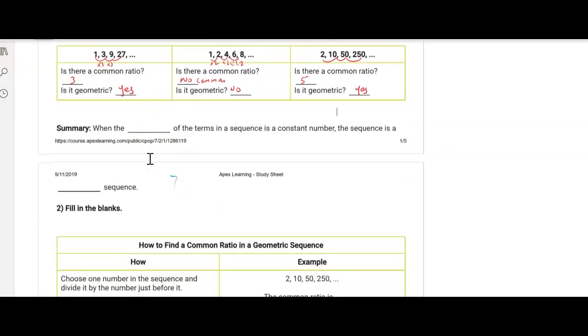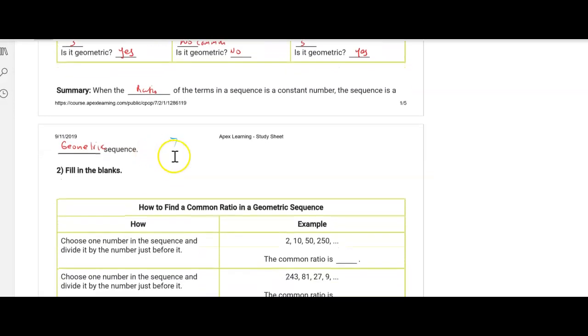Summary: when the ratio of the terms in a sequence is a constant number, the sequence is a geometric sequence. Meaning, if I take the next term and divide it by the previous term, I'll always get the same number. That's what they're saying there when we talk about a ratio.